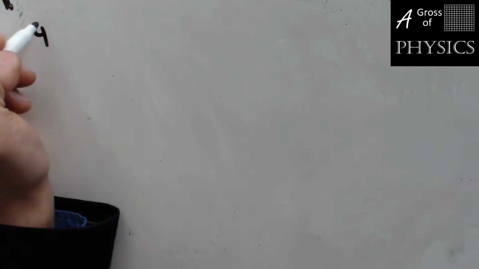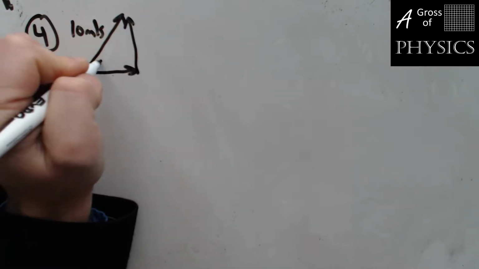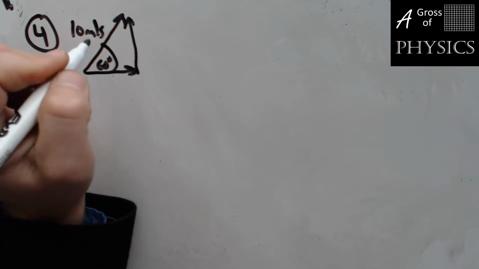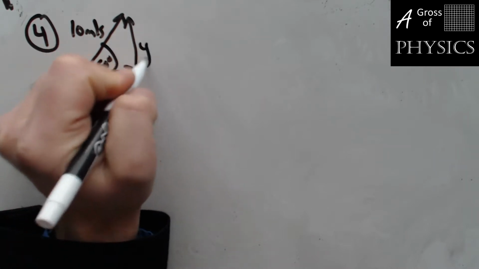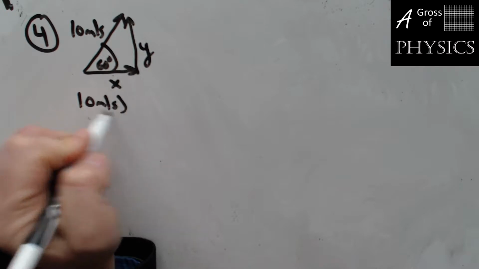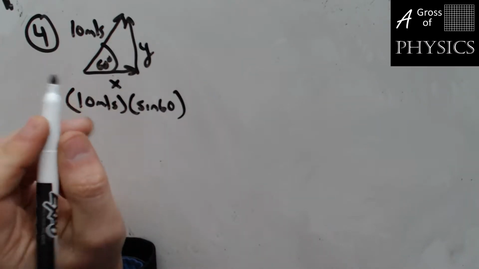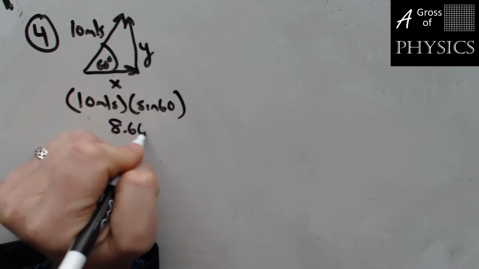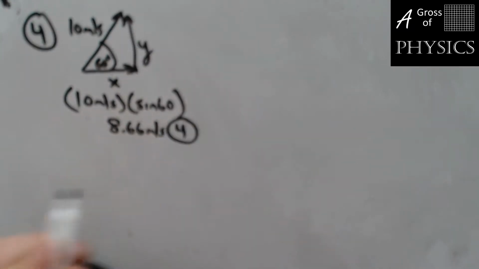All right, number 4. We have a projectile launched at an angle of 60 degrees to the horizontal at 10 meters per second. So we have 60 degrees here, 10 meters per second. What's the vertical component of its initial velocity? We have x and y. The y component is 10 meters per second times the sine of 60. Sine of 60 is 0.866, so that's 8.66 meters per second, which is rounded to 8.7.